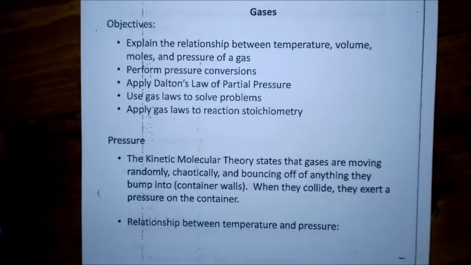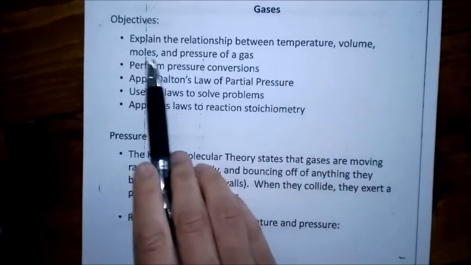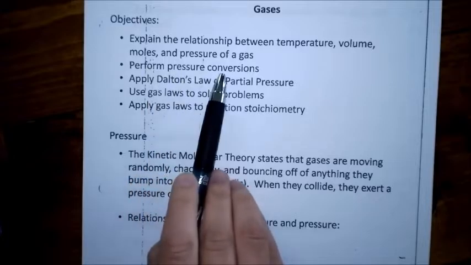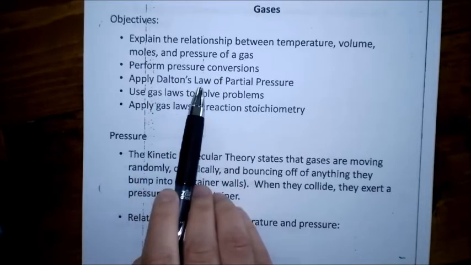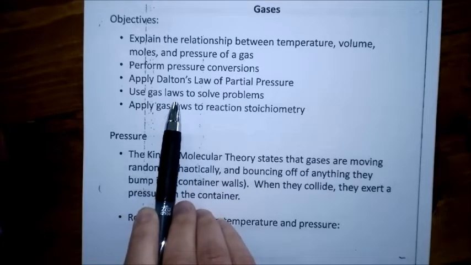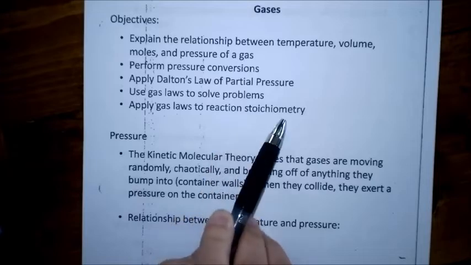So you'll see the objectives listed at the top. We will explain the relationship between temperature, volume, moles, and pressure of a gas. We'll perform pressure conversions. We'll learn about Dalton's law of partial pressure, and then we'll use gas laws to solve problems, and we'll apply gas laws to reaction stoichiometry.